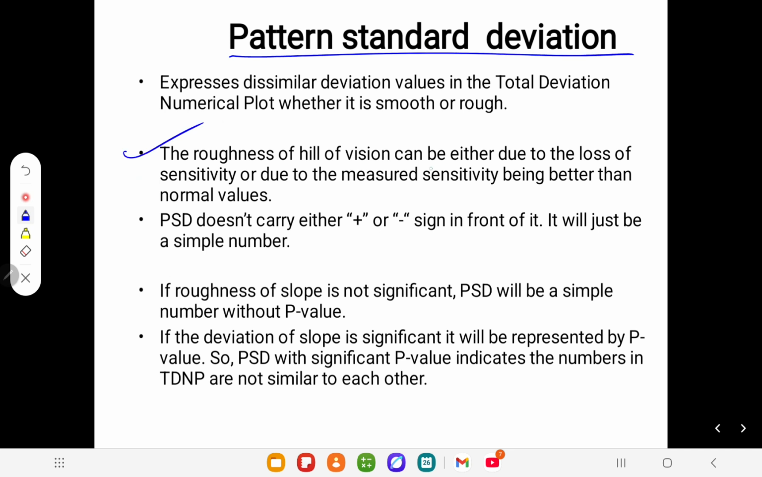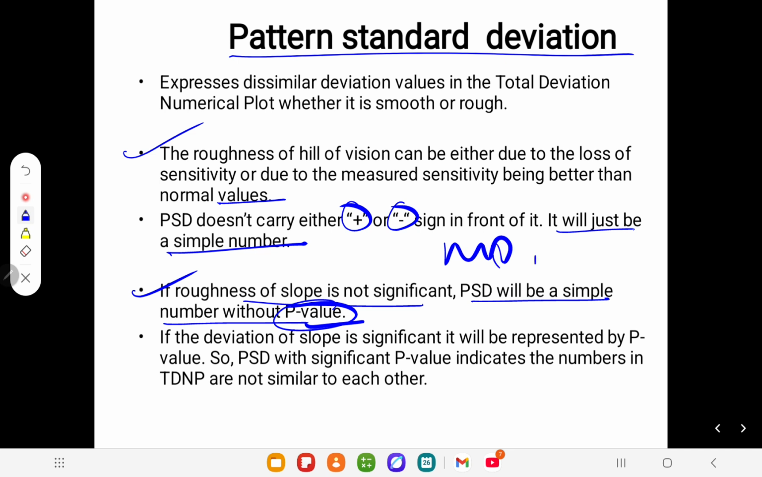The roughness of the hill of vision can be either due to loss of sensitivity or measured sensitivity being better than the normal vision. Pattern standard deviation does not carry a plus or minus sign. It's very important. It doesn't carry plus or minus, but it carries a p-value. It is just a simple number because it's about roughness. It's not about height. If the roughness of the slope is not significant, pattern standard deviation is simply a number without a p-value. It will always be there.